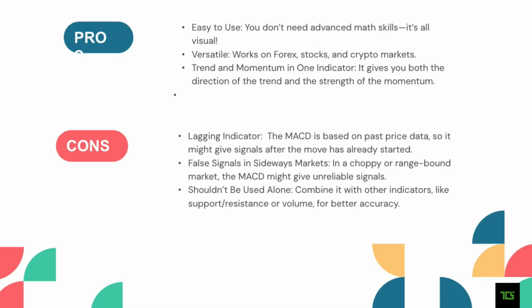The cons of MACD: it's a lagging indicator. The MACD is based on past price, so it might give you a signal after the move has already started. The second con is false signals in a sideways market or a choppy, ranging market. The MACD is going to give you a lot of unreliable signals. It should not be used alone. We have to combine it with other indicators like support and resistance or volume for better accuracy.